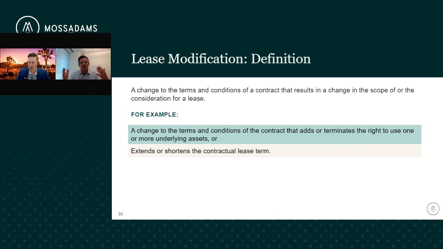Generally, in high level speaking, related to the lease standard, especially year 2, we're going to see a lot more lease modifications coming into play. So I want to remind everybody that lease modification is defined as a change to the terms and conditions of a contract that results in the change in the scope of or consideration for a lease. Some examples are on the slide here, potentially adding or terminating the right of use asset or underlying assets in the lease contract. It could also be extending or shortening contractual lease terms.